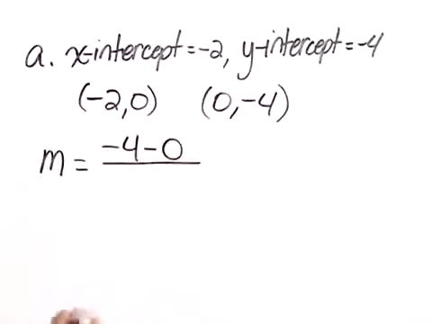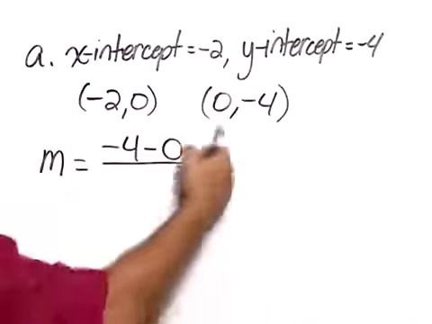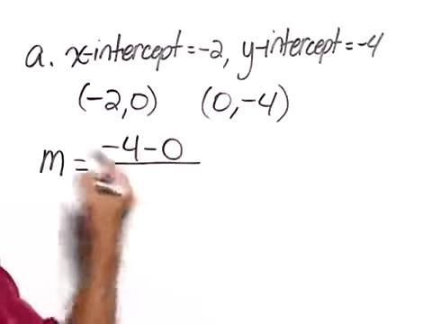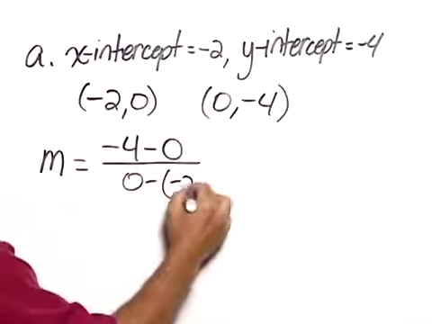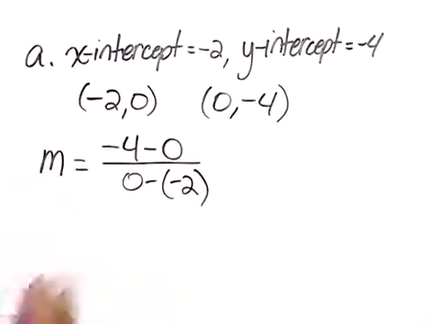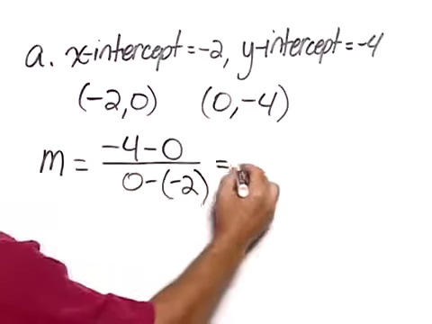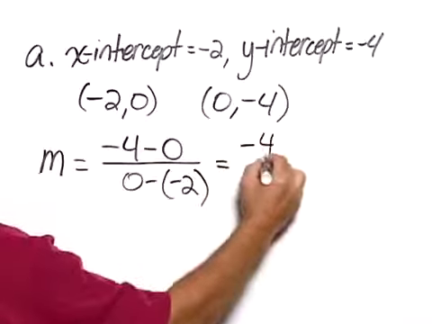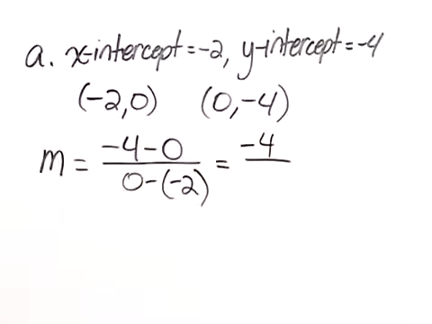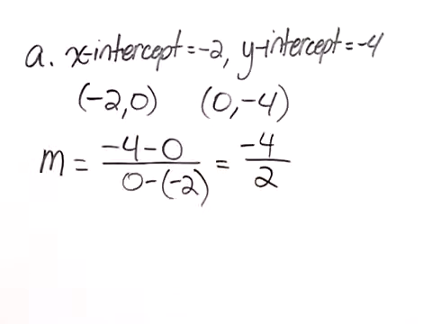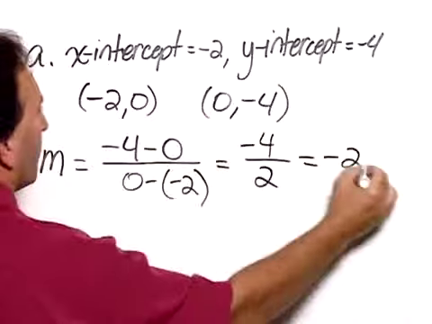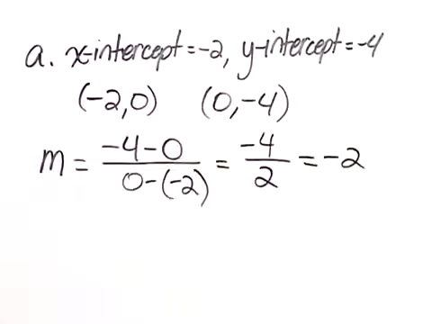minus 0, and that's divided by the difference in the x-coordinates going in the same direction. So start with this point and subtract the -2, so 0 minus a -2. This is then in the numerator -4. In the denominator, when you subtract a negative, it's the same as adding a positive, so it's 0 plus 2, which is 2, and that gives us a slope of -2.